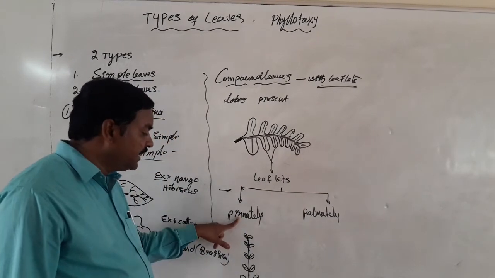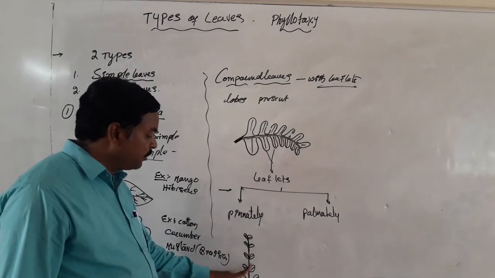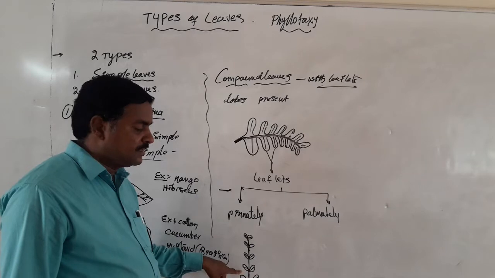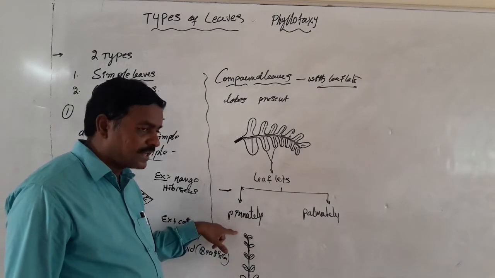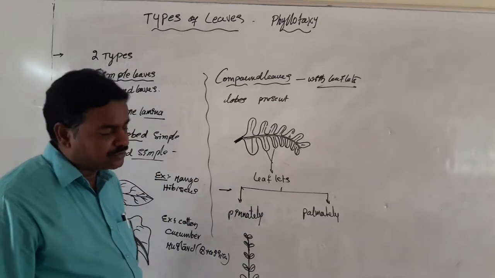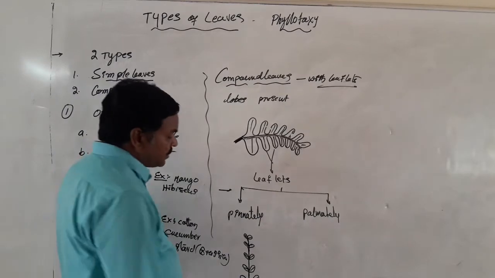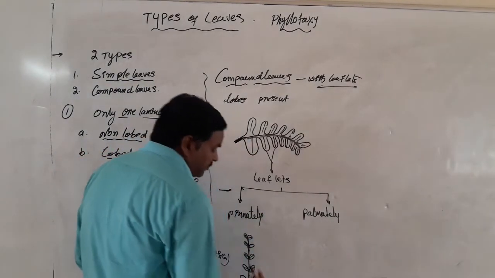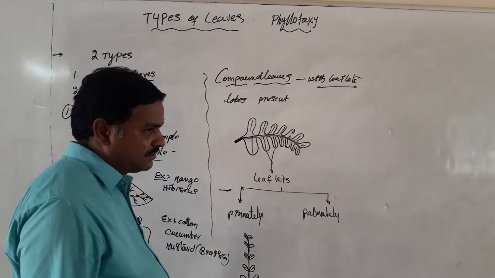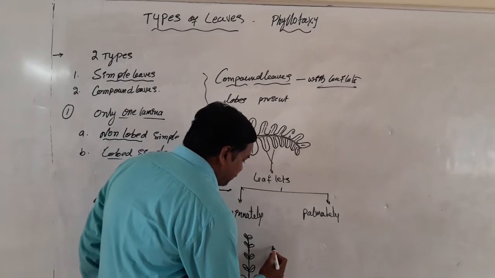In this type of pinnately compound leaf, a centrally located rachis is there, and many leaflet pairs are arranged on either side of this rachis, and ultimately it gives an appearance of a pinna of a bird. So that is named a pinnately compound leaf. But these pinnately compound leaves are also divided into two types. This is one type of pinnately compound leaf. This is another type of pinnately compound leaf.